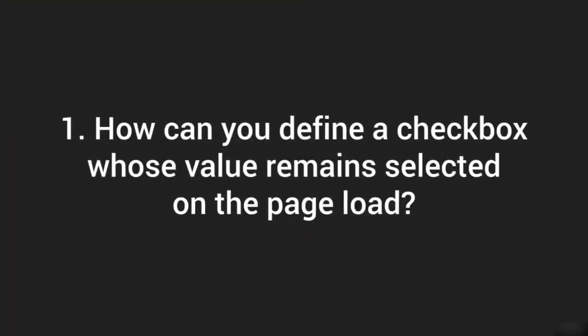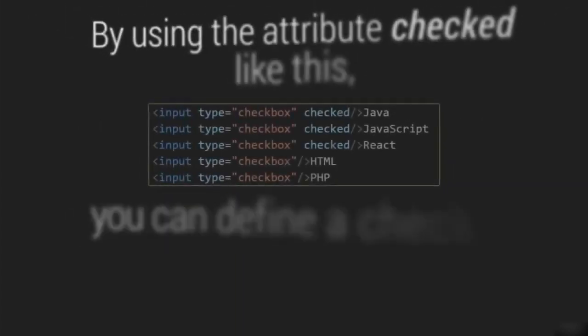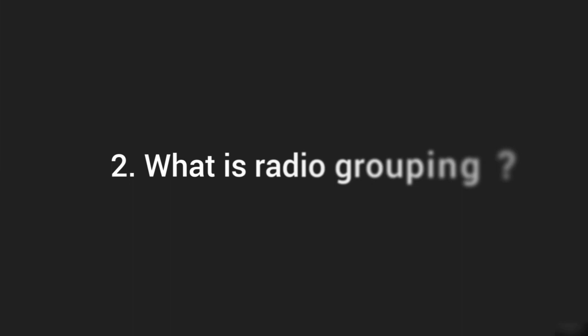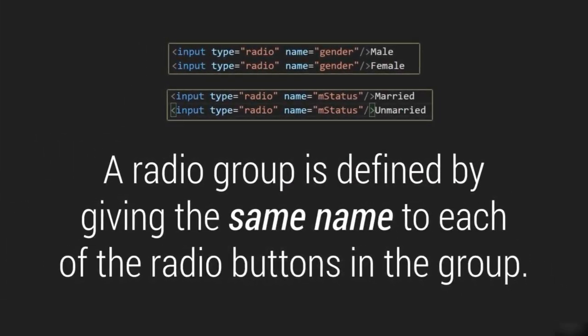Now let's talk about related questions. How can you define a checkbox whose value remains selected on the page load? By using the attribute checked, you can achieve this, as we have seen in this example. The second question is, what is radio grouping? A radio group is basically giving the same name to multiple options, and if you give the same name, that means out of those radios the user is allowed to select only one. The rest of the radios from the same group will be automatically deselected.